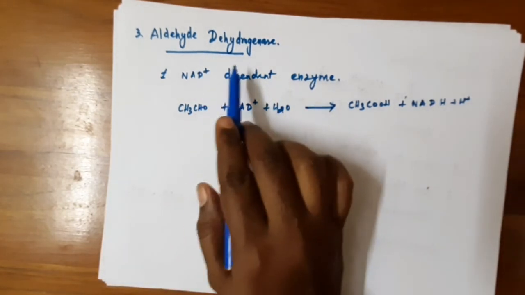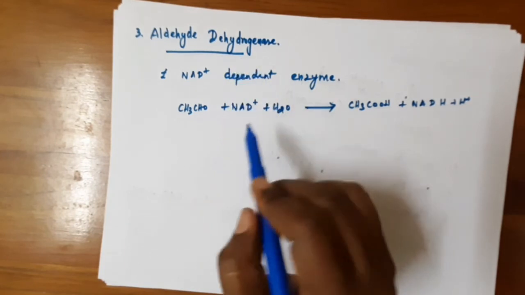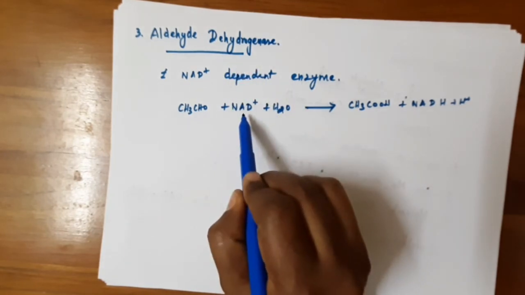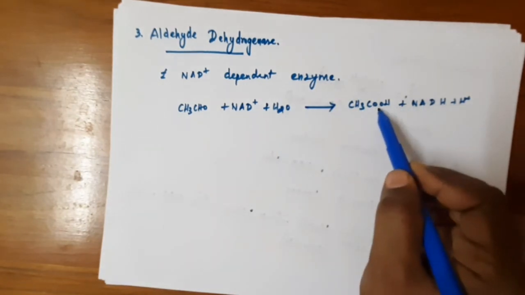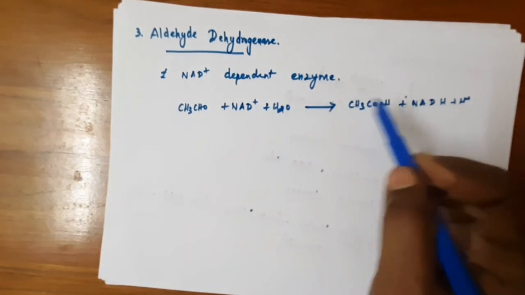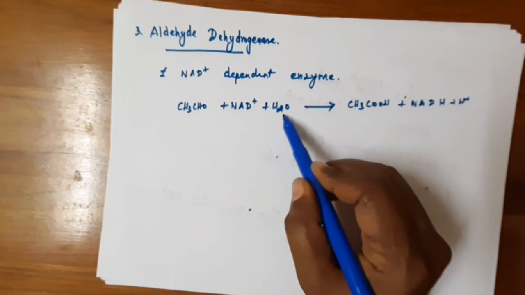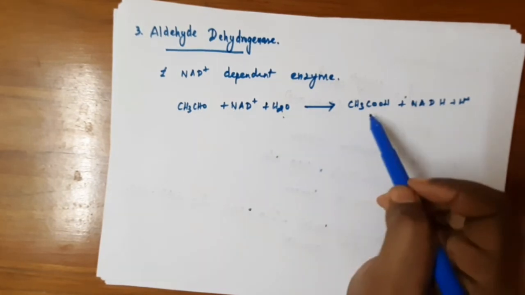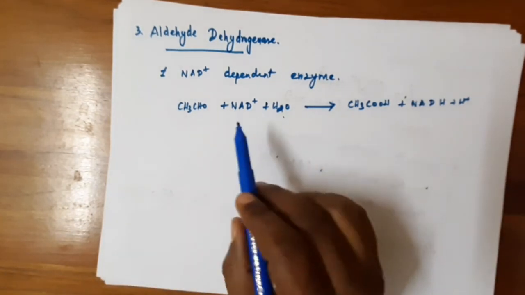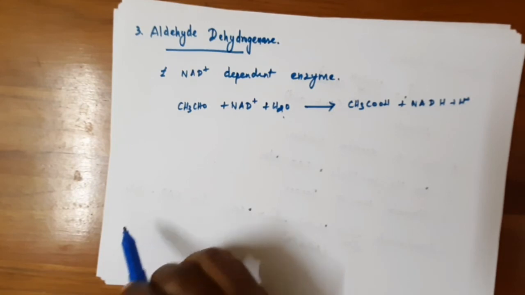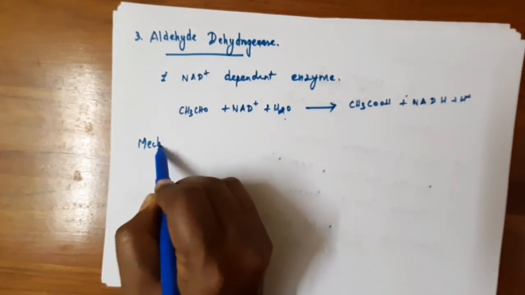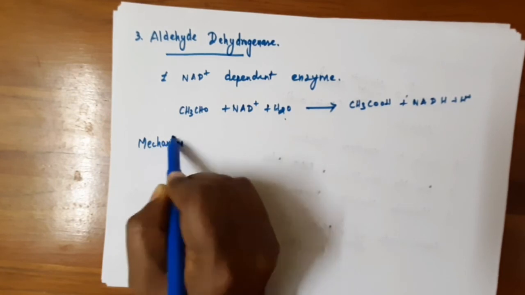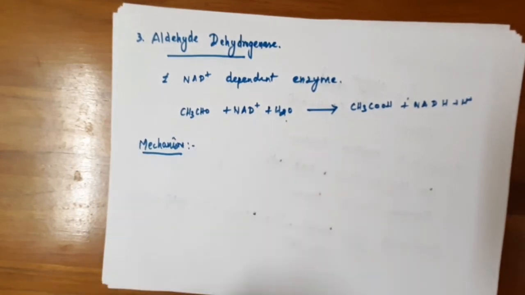So this aldehyde dehydrogenase enzyme is an NAD plus dependent enzyme. The oxygen of this acid comes from the water molecule. So the water molecule gives its oxygen to the aldehyde and gives acetic acid, which is harmless. And if you see the mechanism, this reaction always happens in the liver.